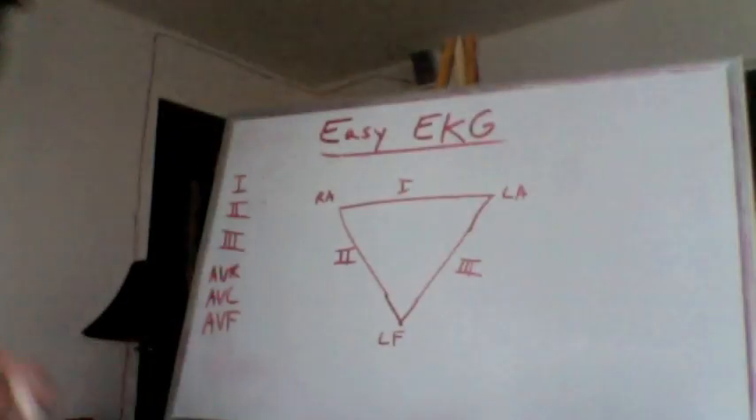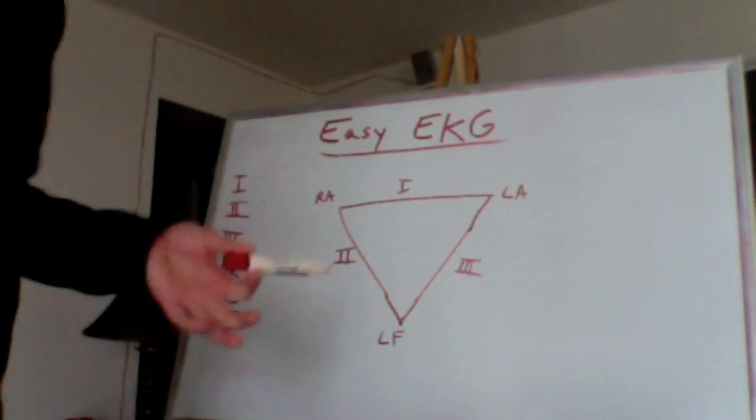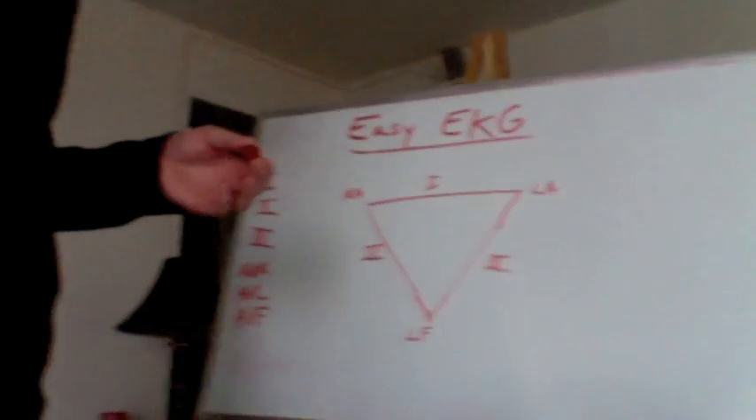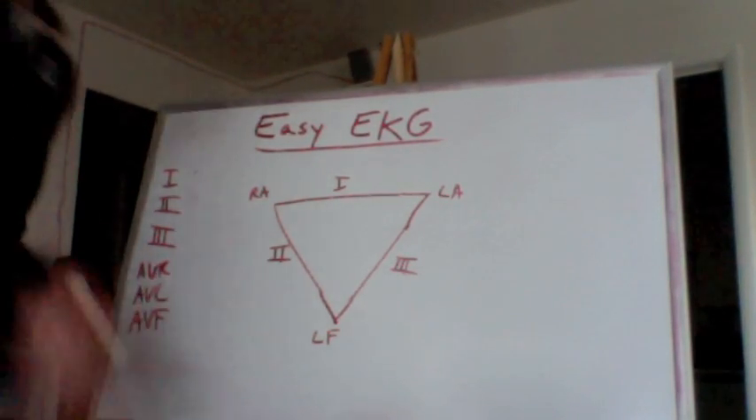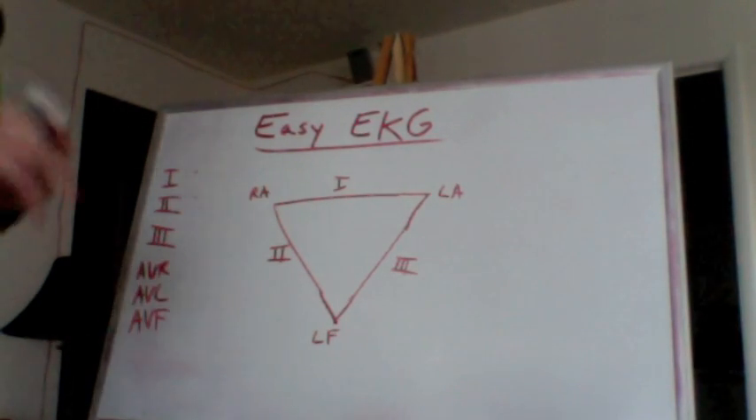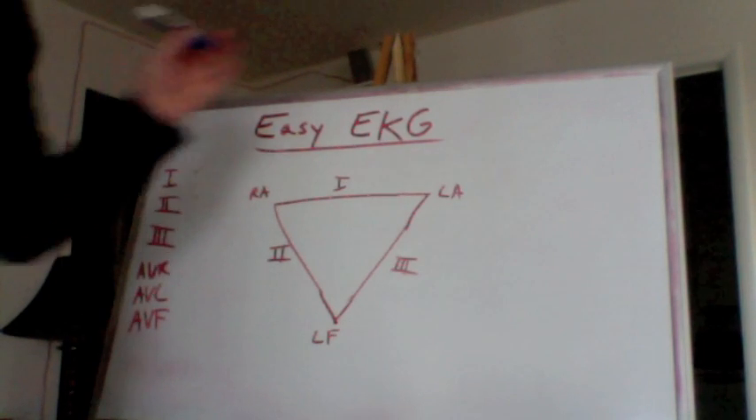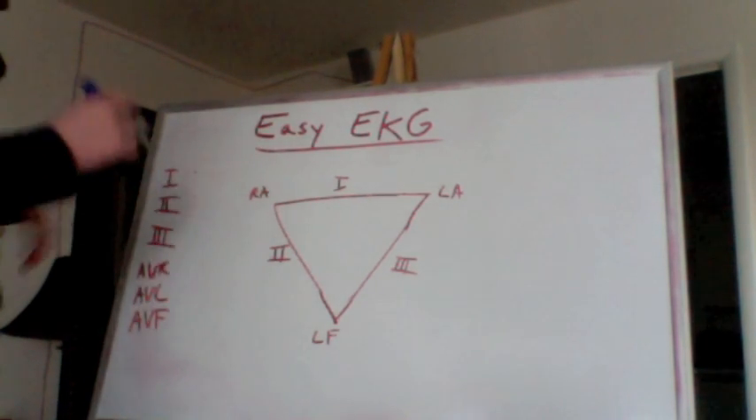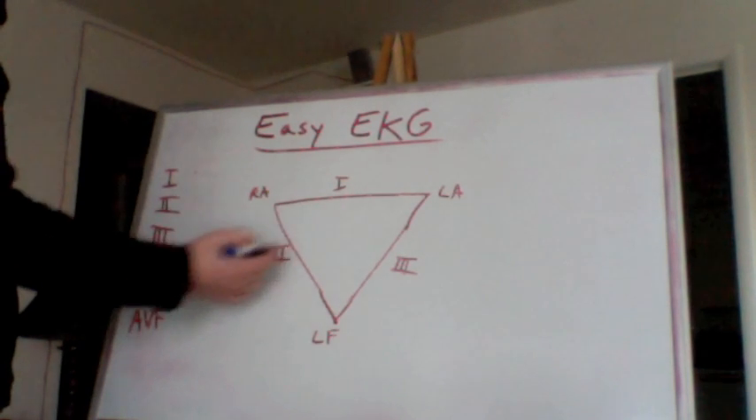Okay, so now we're going to go over AVR, AVL, AVF. I had to erase everything because I was running out of room. It was getting way too messy. And it just gets more confusing if it's more messy. So AVR, AVL, and AVF are all combination leads. So they are not made by sticking electrodes on in specific places. They're made from the computer interpreting the differences between lead 1, lead 2, and lead 3.